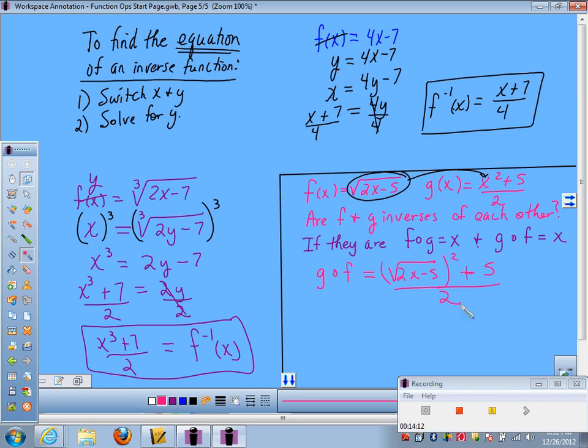You should discover that lots of things will cancel. When I square it, I'll get rid of the square root. And then here comes the canceling. The 5's add up to 0. They cancel. And since they're now out of my way, what else cancels? The 2's. And I am down to a single little x. Since that's what I had left, then yes, those are inverses of each other.